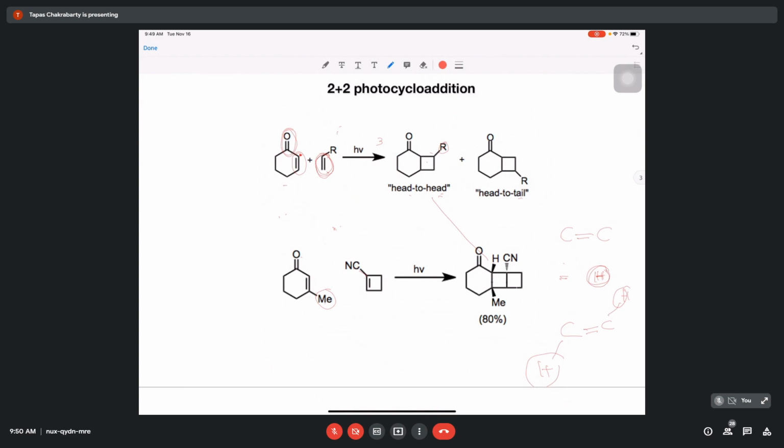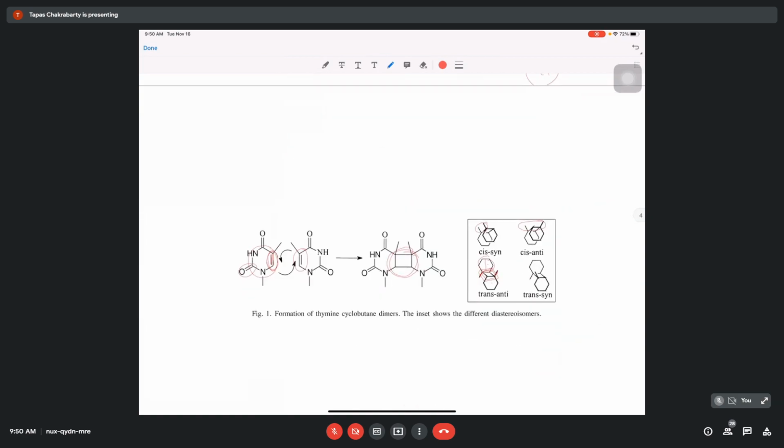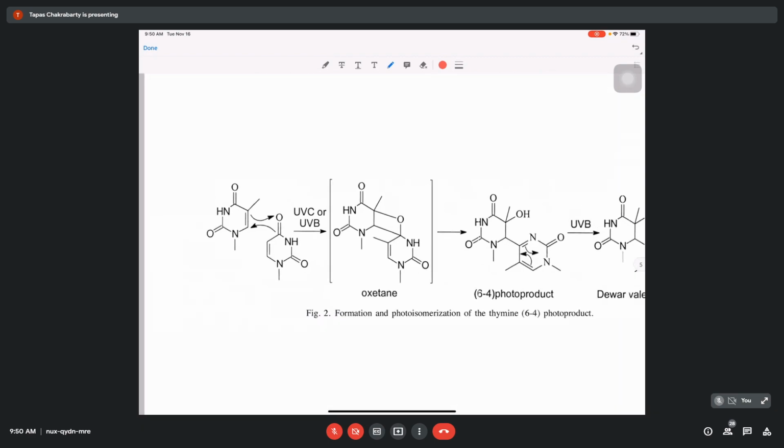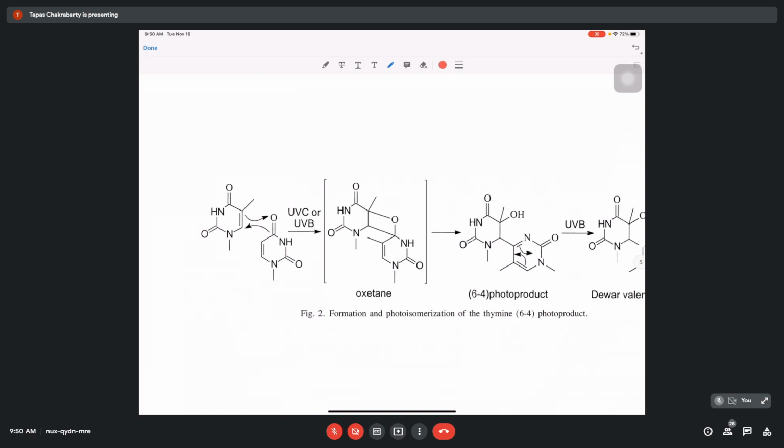Because then, instead of the cyclobutane ring, you will get a cyclic compound with this oxetane ring. If this part combines with these, a four-member ring is produced in which an oxygen becomes a part of the molecule, right? And since thymine definitely has this carbonyl group, the same kind of reaction can also occur, and exactly this is what has been observed.